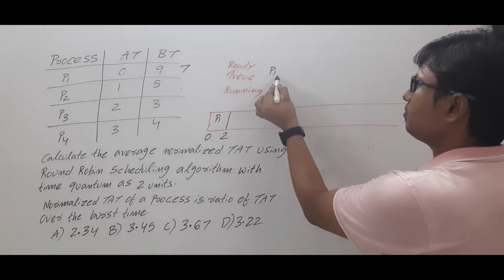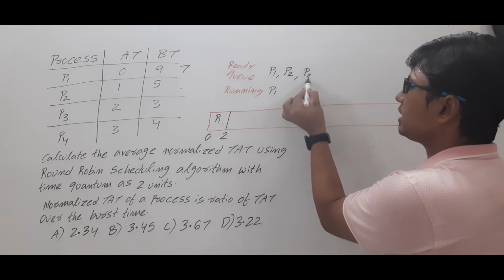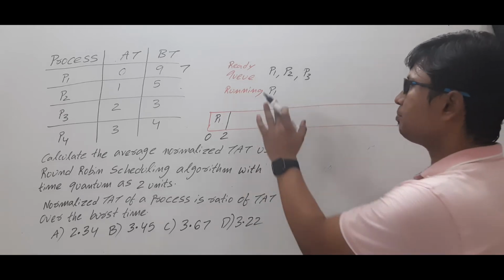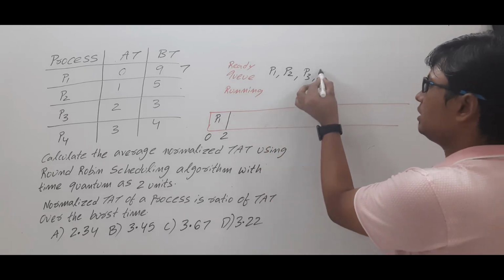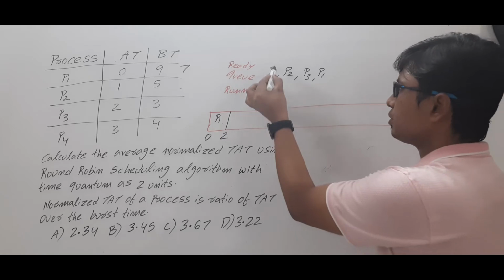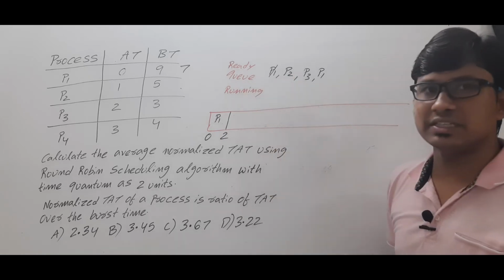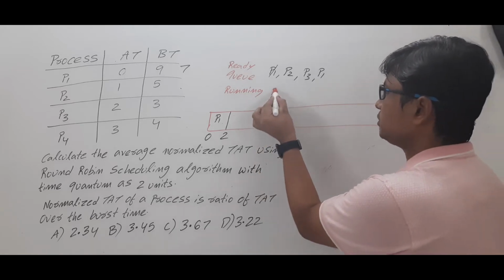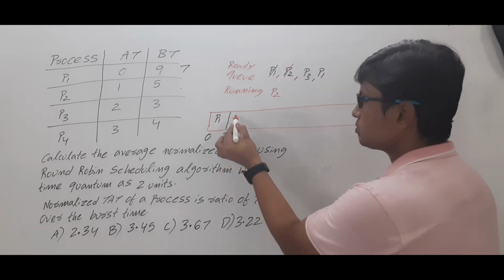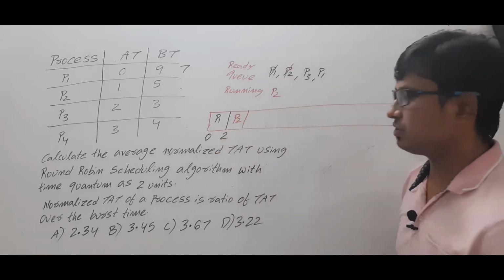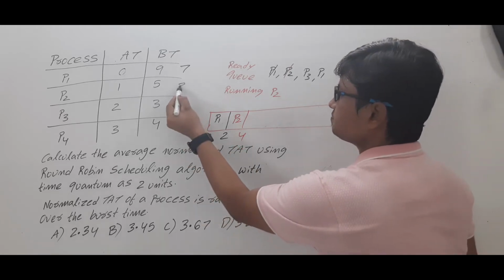By the time, process P2 has arrived at 1 unit of time and process P3 has arrived at 2 units of time. Now process P1 will be dispatched from running state back to the ready queue. Okay, process P1 ran for 2 units of time. Now the next process in the ready queue is process P2, which will be dispatched to the running state. So process P2 will run for 2 units of time. Okay, so its remaining burst time is 3 units.